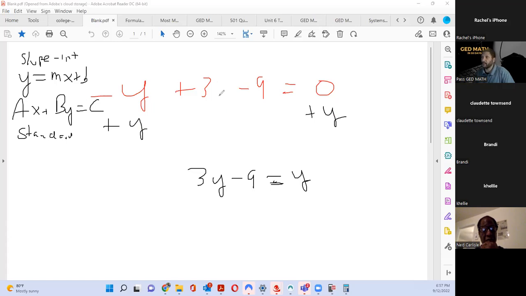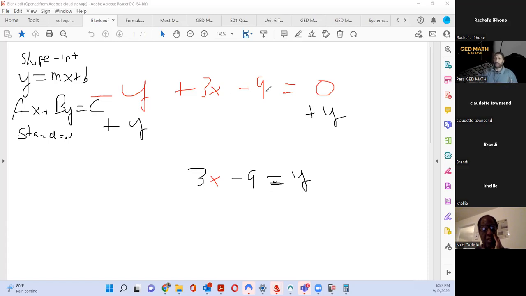That's supposed to have been an x. Sorry about that. So that changed the whole thing. No wonder nobody could get it right. So again, this started out as minus y plus 3x minus 9.